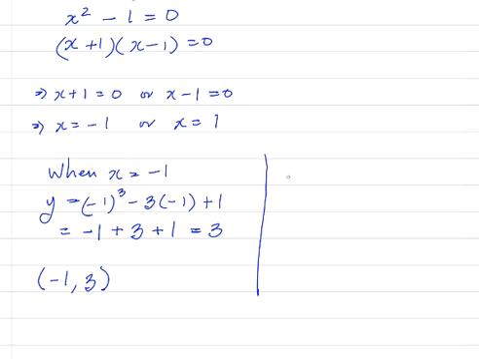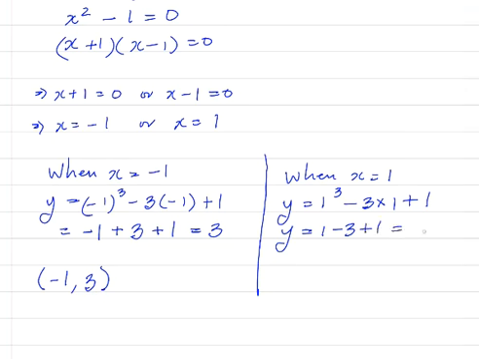I can say also when x is equal to 1, y would be equal to 1 cubed minus 3 times 1 plus 1. Y would be equal to 1 minus 3 plus 1, which is minus 1. So the next stationary point is 1, minus 1.